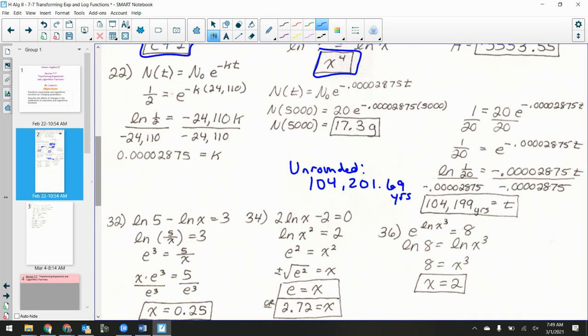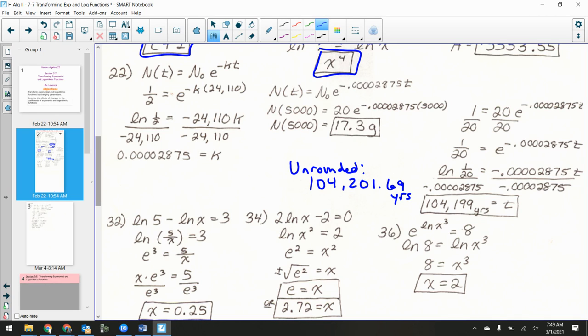I'm just showing here, if you did not just use that rounded answer, that's what you would get for the years. If you had kept it stored in your calculator and used that K value within your calculator, that's the unrounded piece there, 104,201.69 years. 104,000 years. Crazy, right?